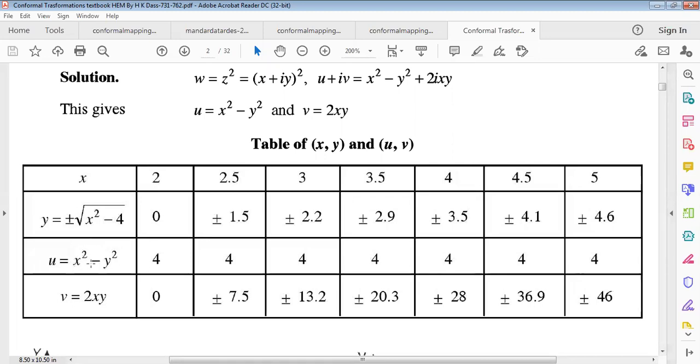Now for u, what will it be? For every u equals x square minus y square, putting x values and y values, we get u equals 4 each time, and v equals twice xy. x equals this, y equals this. Twice xy equals 0 at the start. Then 2 into x multiplied by y gives plus minus 7.5, and 2 into x multiplied by this y equals plus minus 28. We get this.